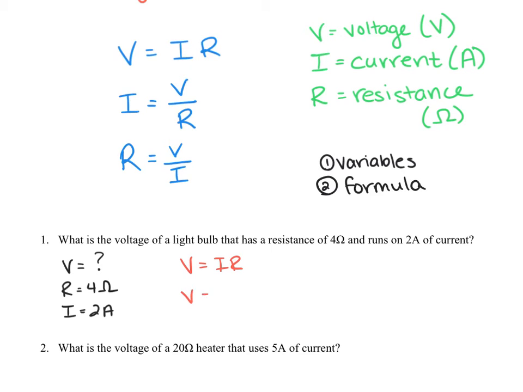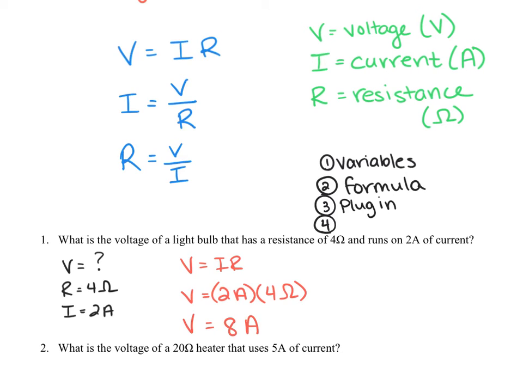Plug in your values. So all I mean by that is where I have I, I'm going to plug in the value for I, 2 amps. And where I have R, I'm going to plug in the value for R, 4 ohms. So I have the voltage equals 2 amps times 4 ohms. So that tells me that my value is 8 amps. So step 3 is to plug in your values.